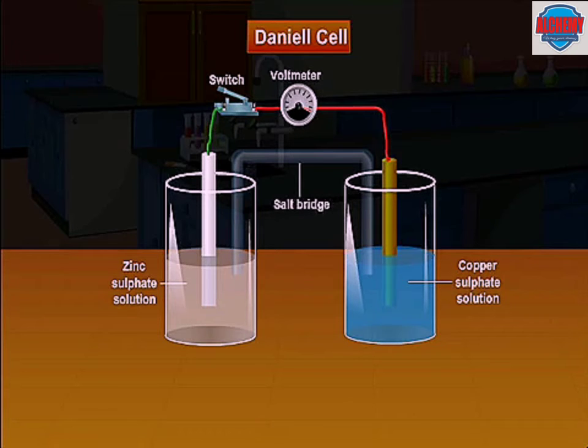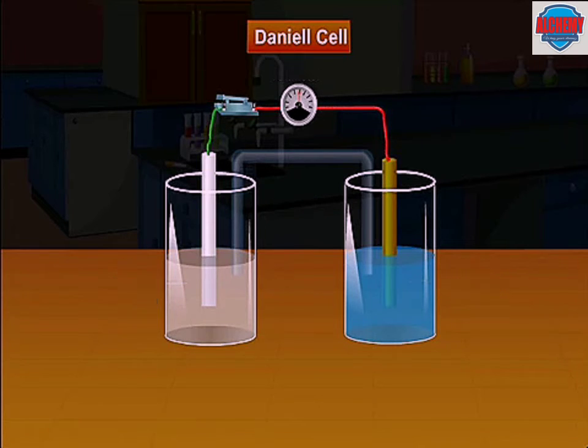The two solutions are interconnected with the help of a salt bridge, which helps to maintain electrical neutrality between the solutions. As soon as the switch is closed in the circuit, the current starts to flow from copper electrode to zinc electrode. This can be confirmed by the deflection of needle in the voltmeter, which is connected in series.